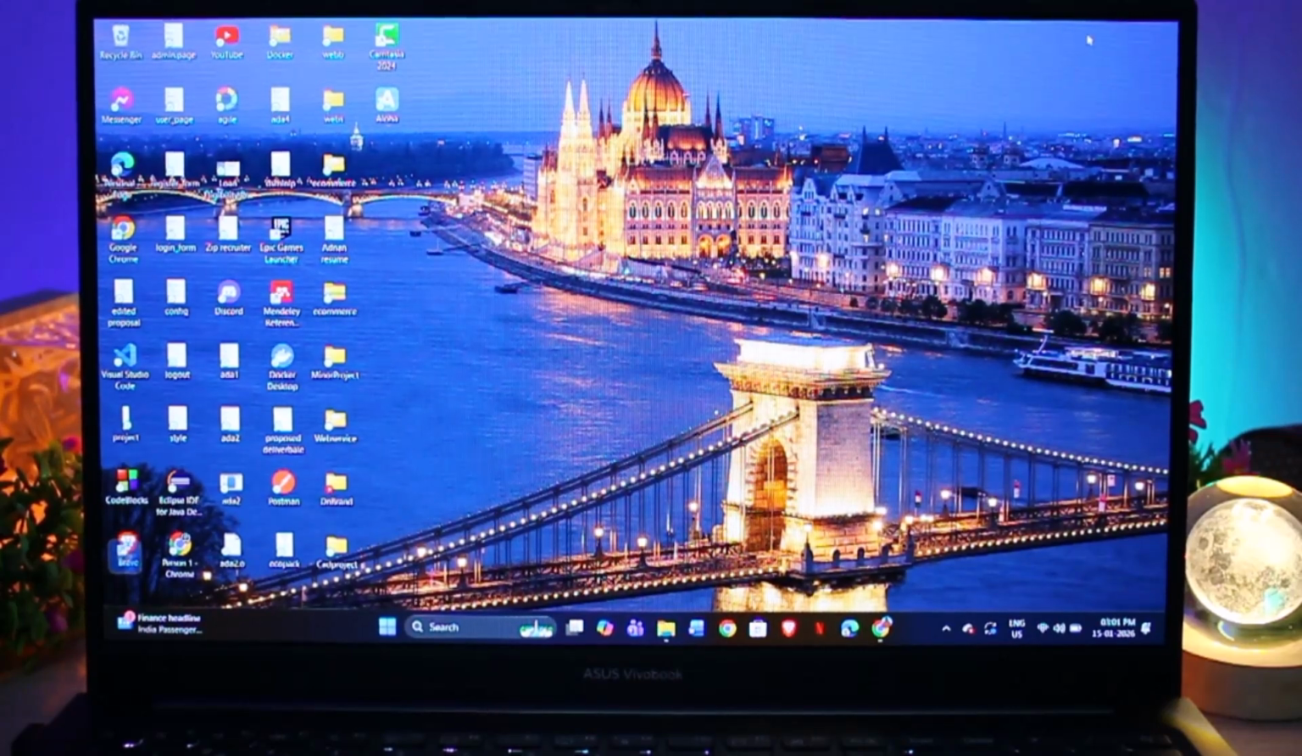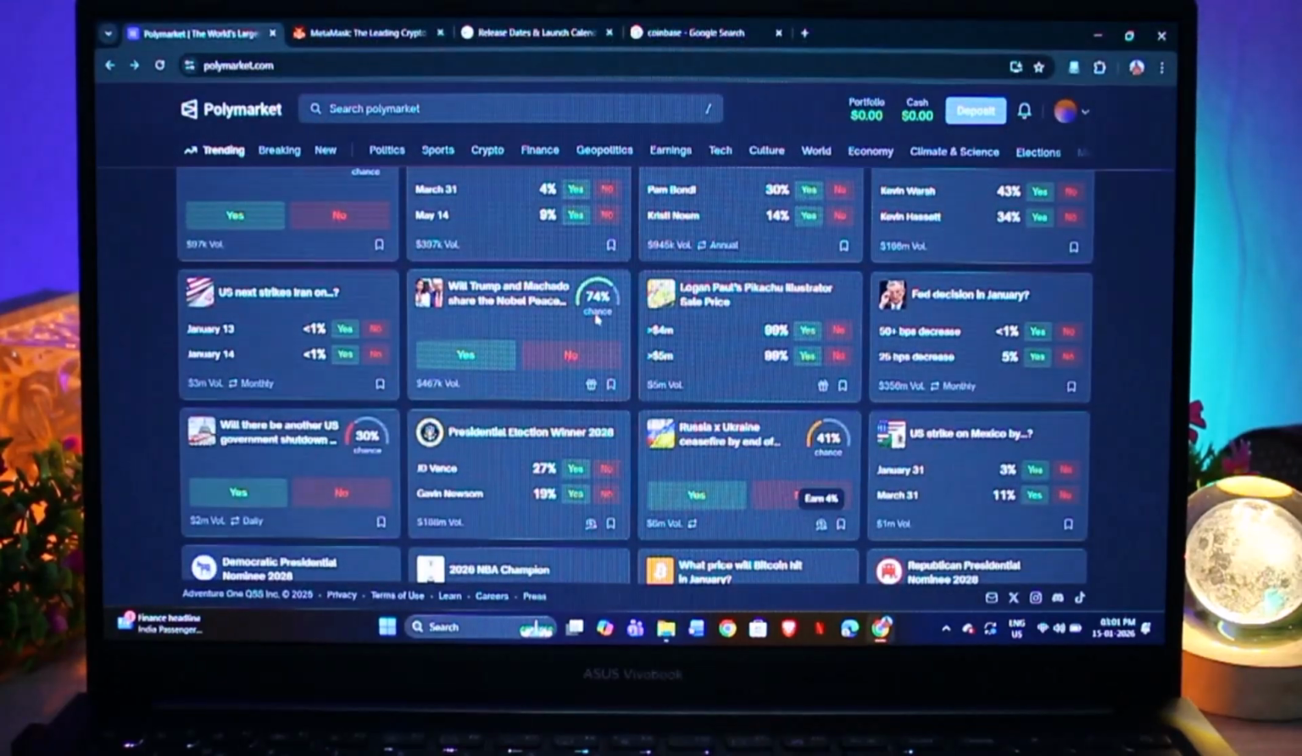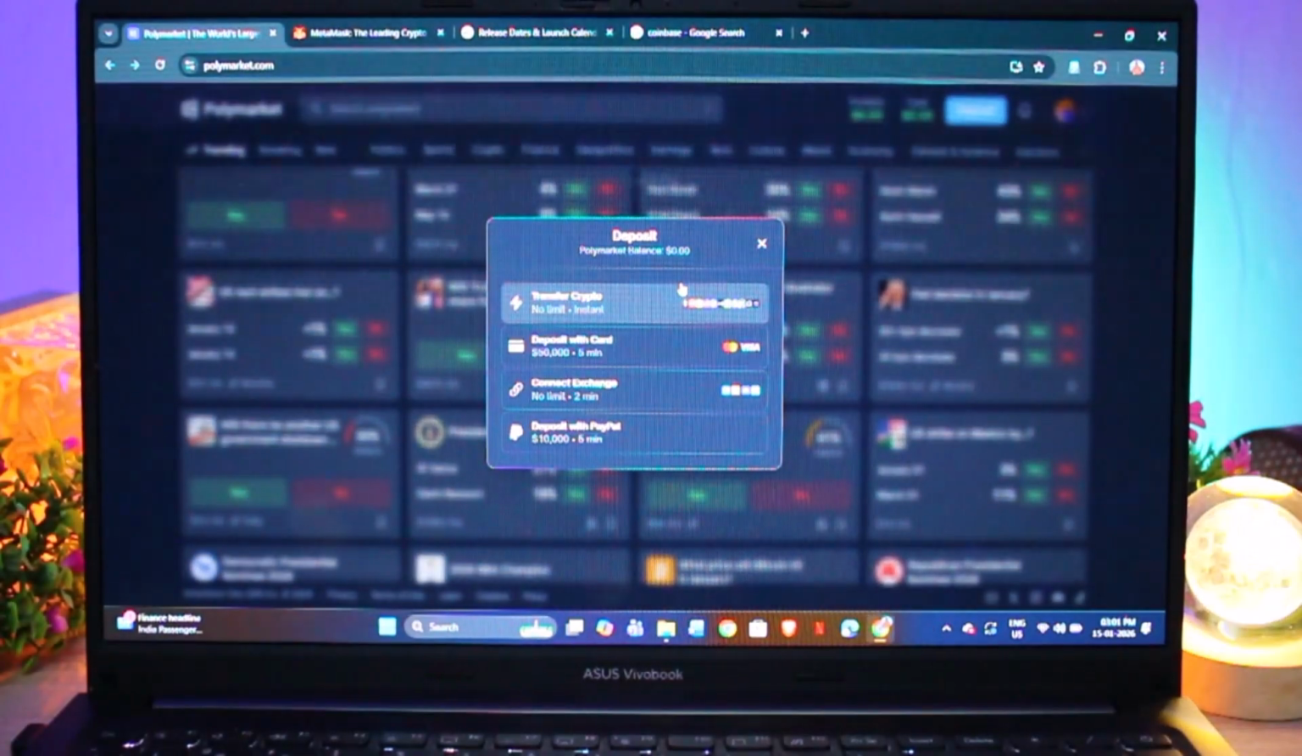On your PC, open a browser, go to the Polymarket website, and make sure you are logged into your account. Once you are in, tap on deposit and connect your wallet, usually MetaMask. Make sure you already have USDC on the Polygon network to deposit into Polymarket.